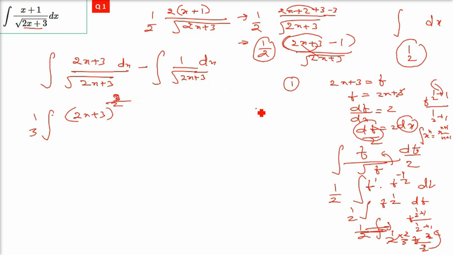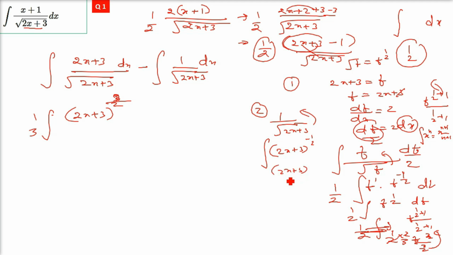Let's take the second one. The second one is 1 by under root 2x plus 3. Now just take it in the numerator, because under root t is simply t raised half. It goes up as t raised minus half, so 2x plus 3 to the power minus half. Now when you integrate it, it will be x to the power n plus 1 by n plus 1. n is negative half here. So 2x plus 3 to the power negative half plus 1 divided by negative half plus 1. So 2x plus 3, this 1 minus half is half only. The denominator, 1 minus half, is half only.